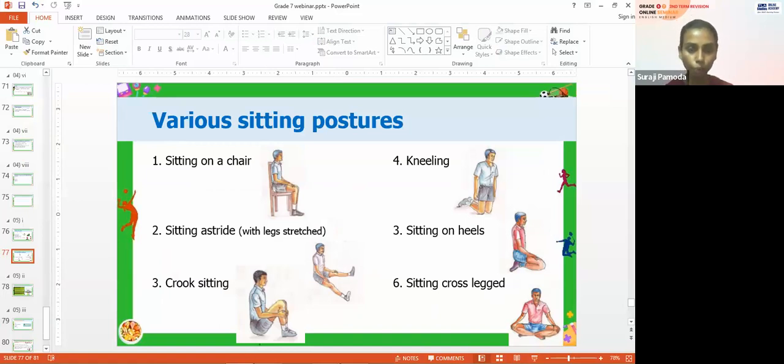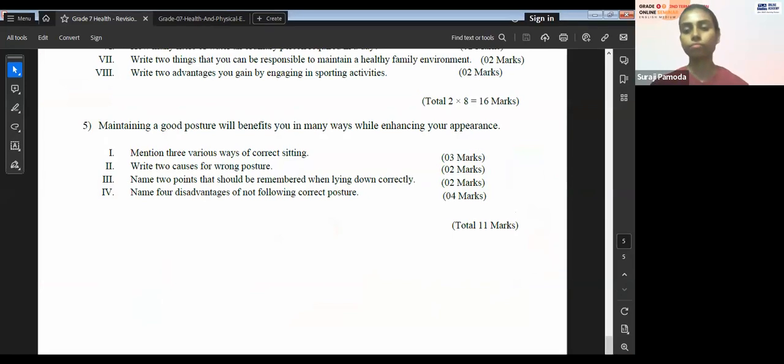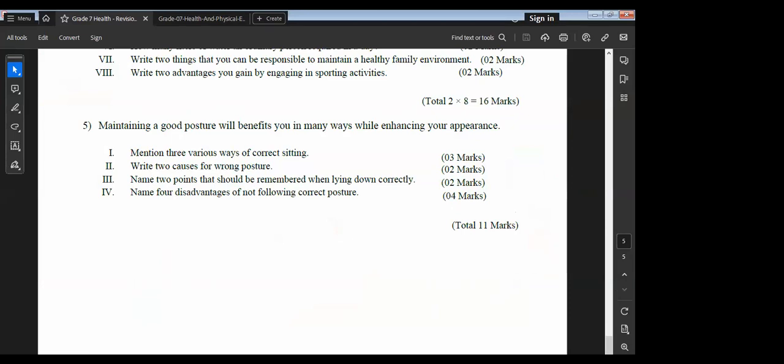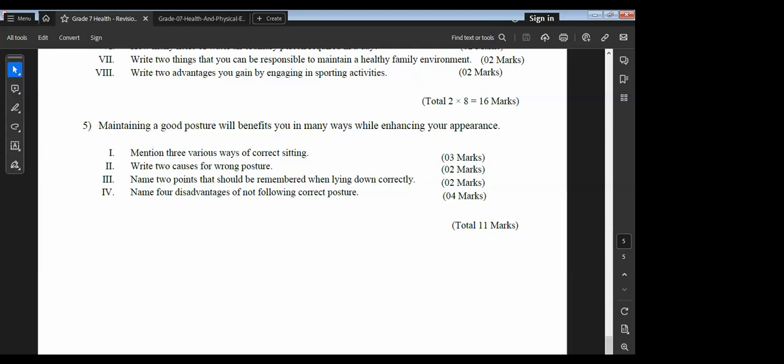Okay, write 2 causes for wrong postures. Why do people use wrong postures? Tell me. Carrying heavy bags or backpacks improperly. Very good. Carrying your school bag or backpacks in an improper way. Sitting or standing in an awkward position.